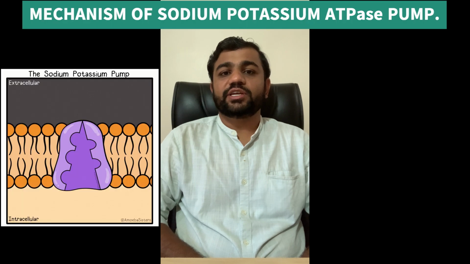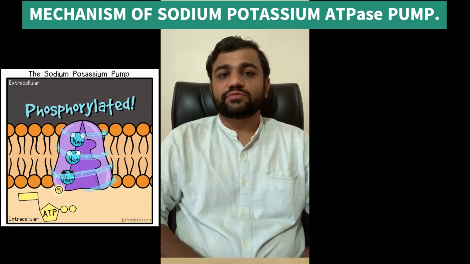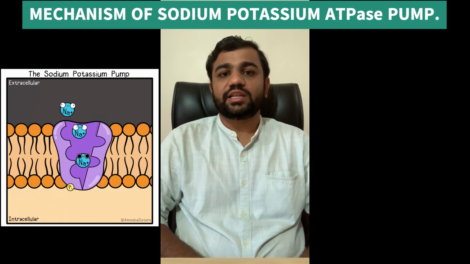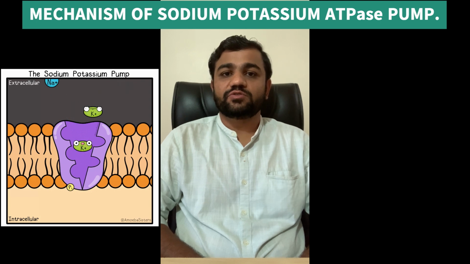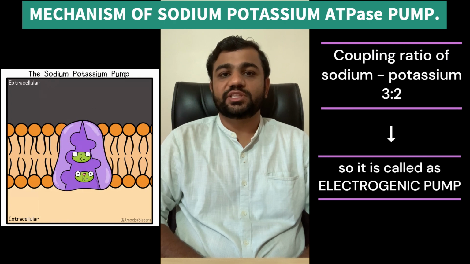Now we will discuss the mechanism of the sodium potassium ATPase pump. When 3 sodium ions and 2 potassium ions bind to the respective sites on the carrier protein, the ATPase enzyme gets activated, and this enzyme breaks down ATP into ADP and phosphate, which liberates energy, and this energy brings conformational and chemical change in the carrier protein, which allows 3 sodium ions to move outside the cell and 2 potassium ions to move into the cell, which makes a coupling ratio of sodium and potassium of 3:2.